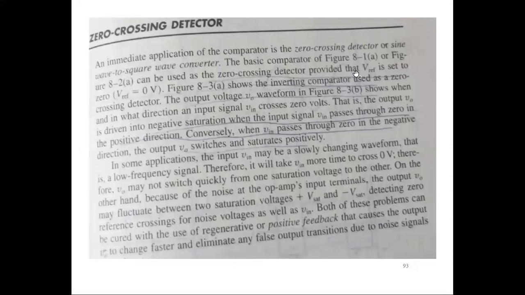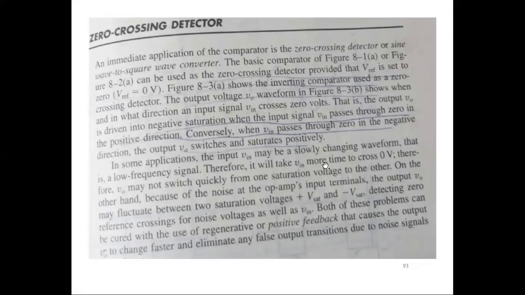We were discussing the zero crossing detector. So now in this case, in some of the applications, the input V in may be a slowly changing waveform. The input itself will be a low frequency signal. If it's a low frequency signal, then it changes very slowly. Then the input V in may be a slowly changing waveform, a low frequency signal.